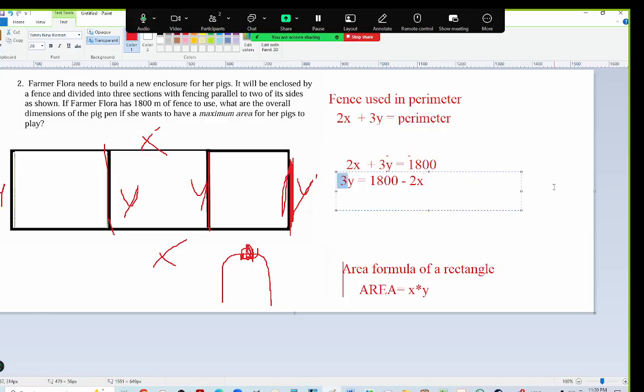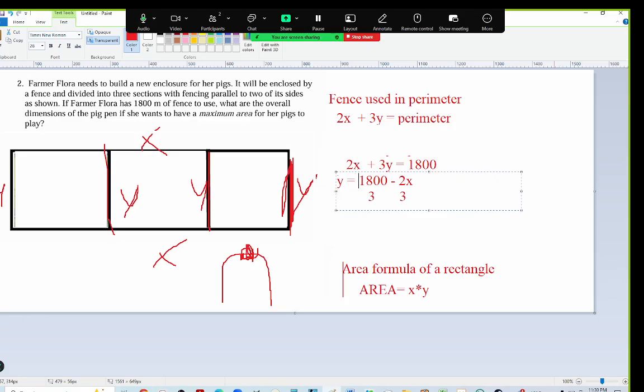So now how do I get 3y all alone? It's being harassed by one last thing. You divide by 3. So I divide it by 3, and I can divide it by 3. So I'm left with this.